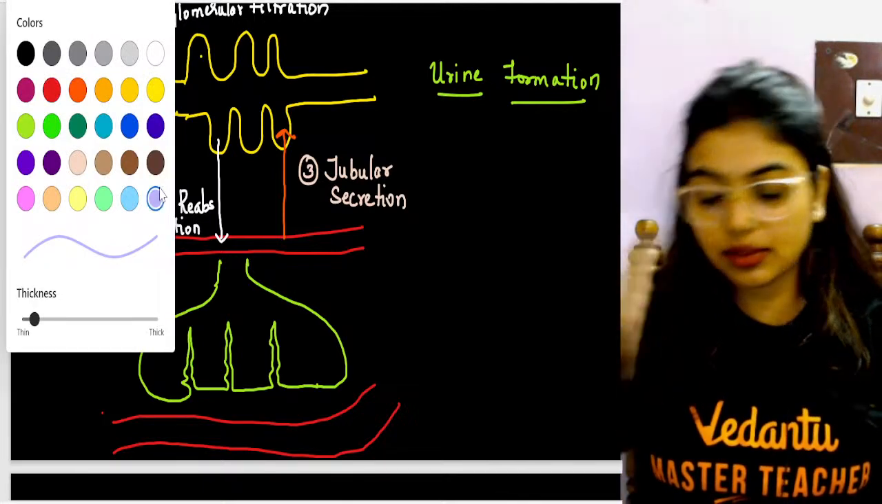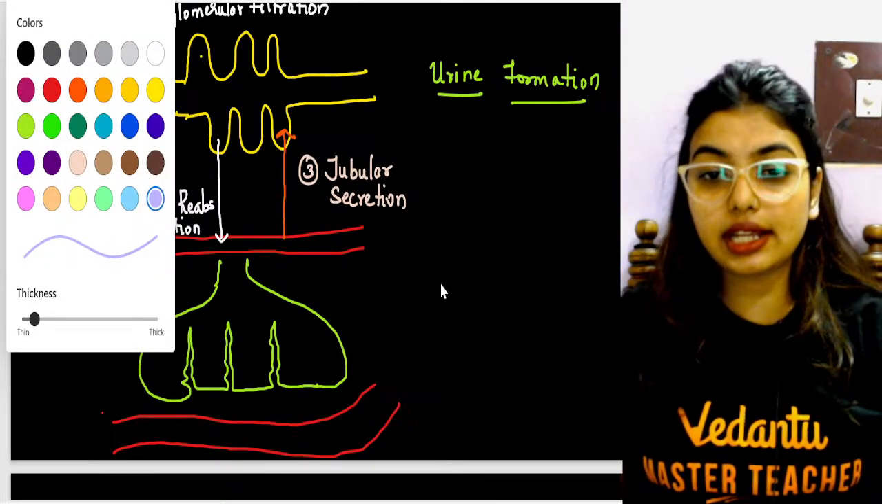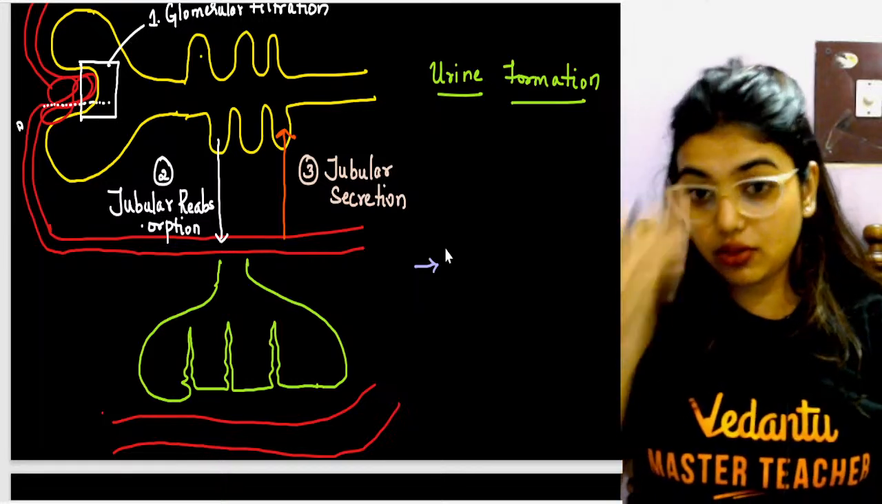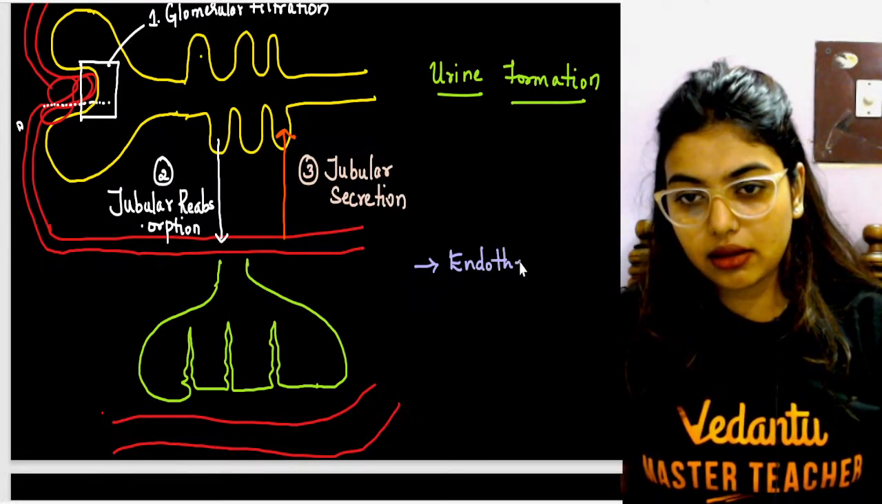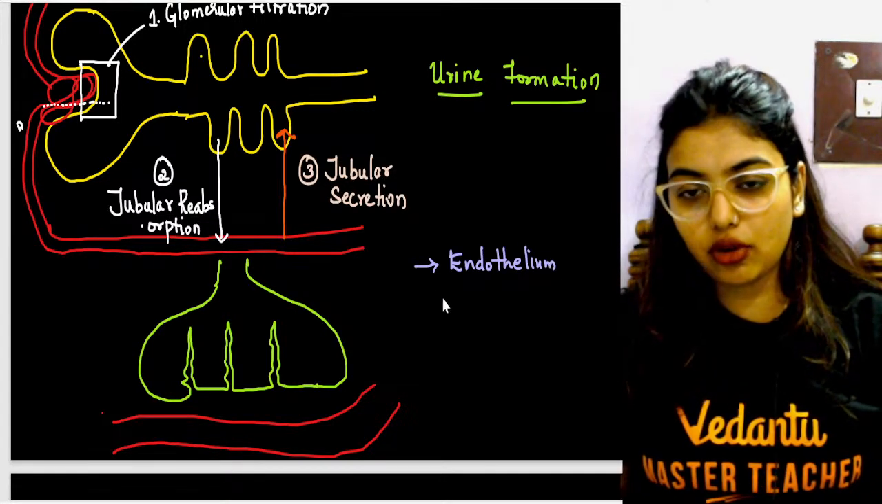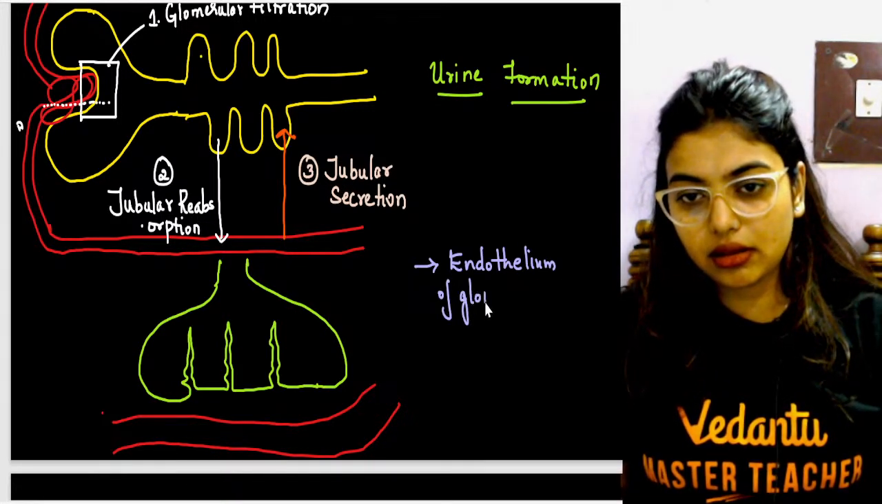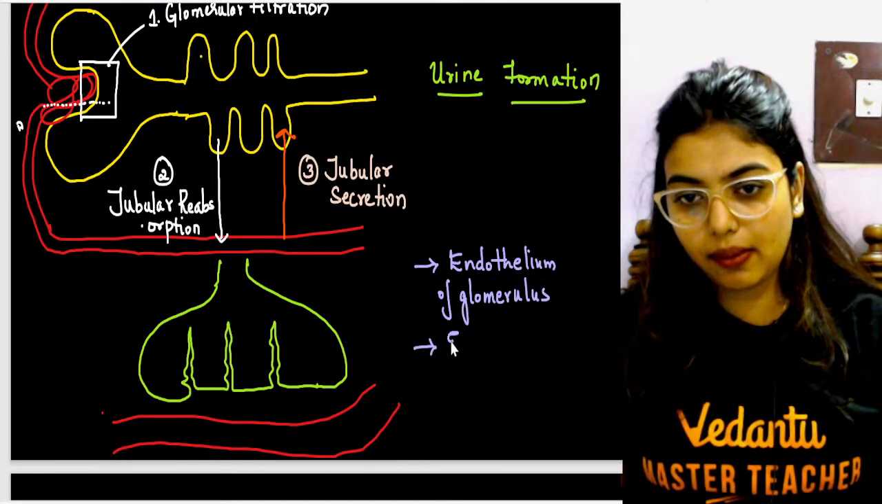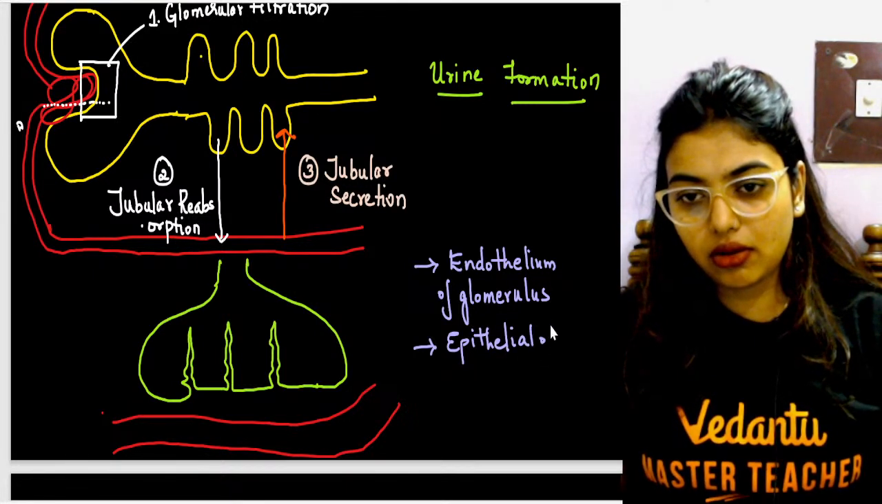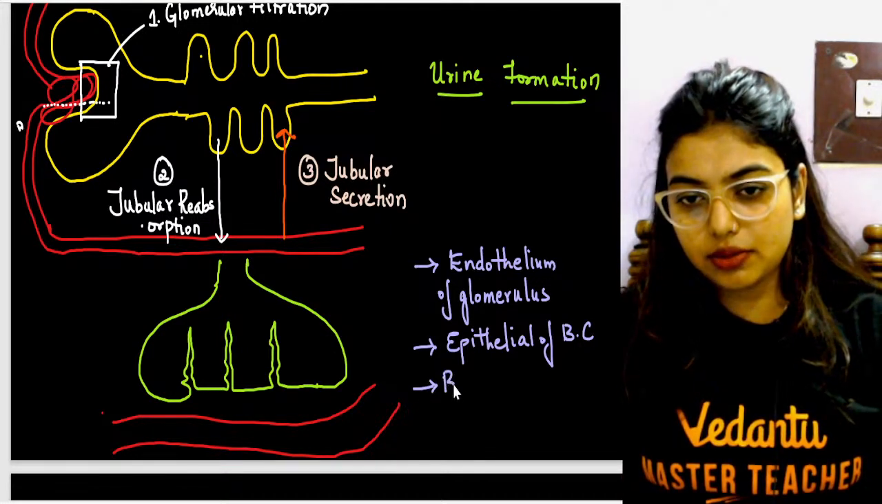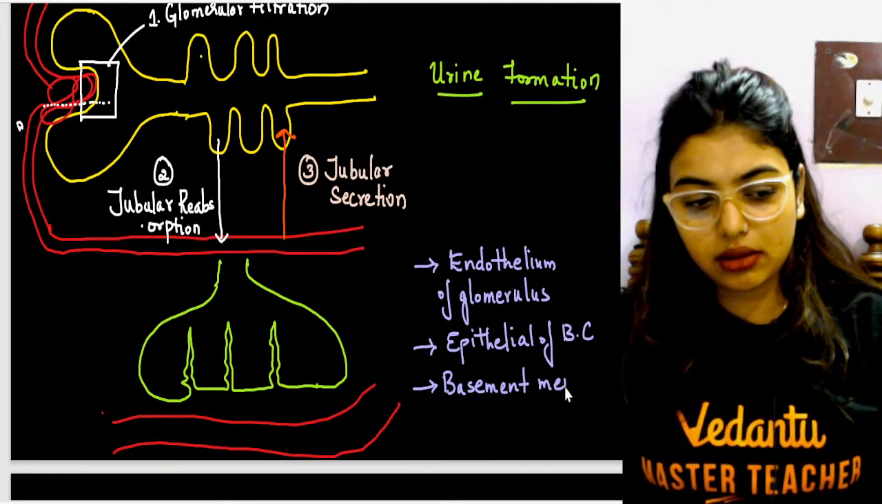So what are the 3 layers mentioned? Can any of you tell me? First was the endothelium of your glomerulus. Next one was the epithelium of Bowman's capsule, which is called podocyte. And the third one was the basement membrane.